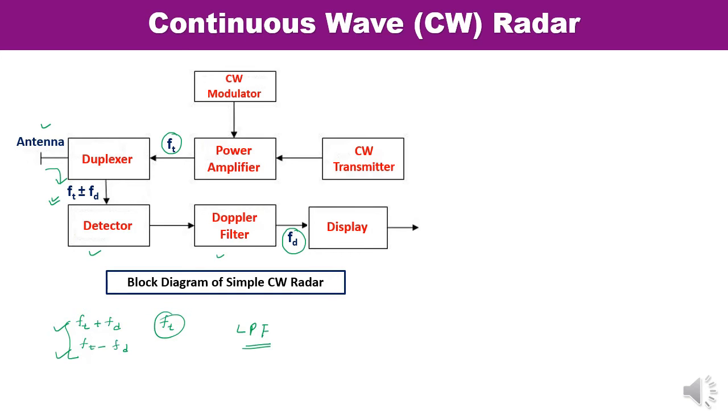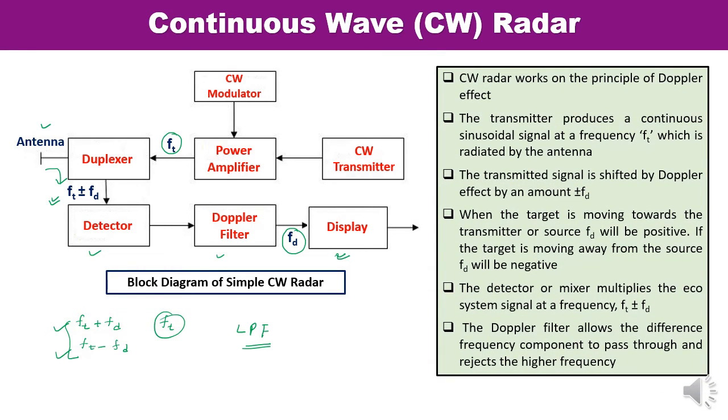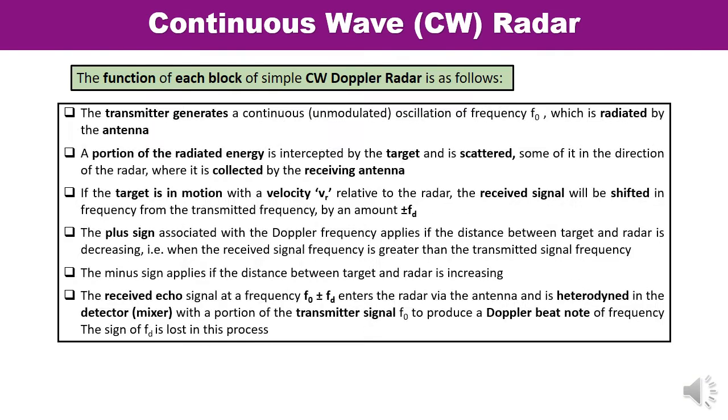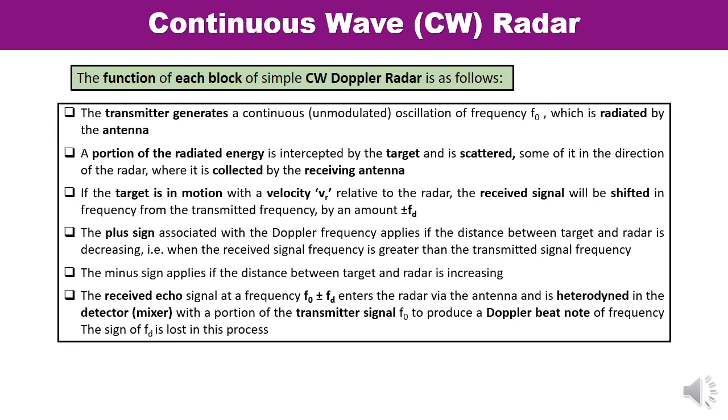The output from the Doppler filter can be further amplified up to a certain level depending upon the requirement, so that we can indicate it on the frequency meter or display it wherever required. Depending upon the requirement, the output can be displayed and the data can be taken out for further analysis. The blocks which I have discussed here, I have listed in this table. The function of each and every block is mentioned in detail, so you can take a review.